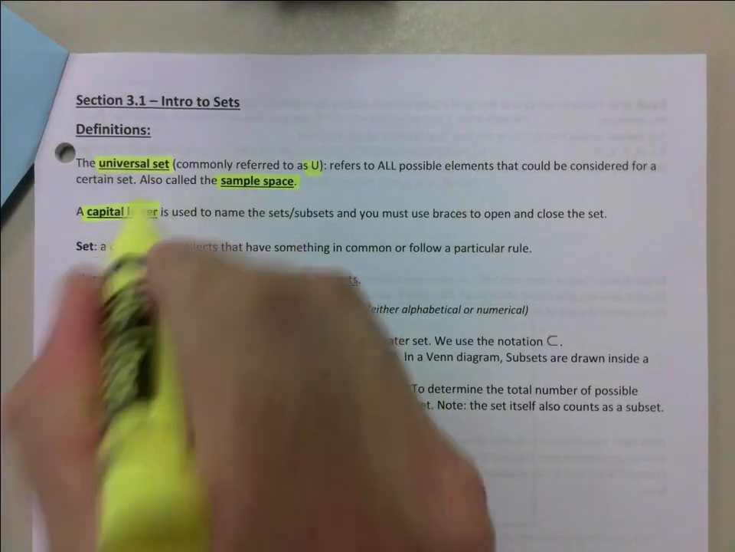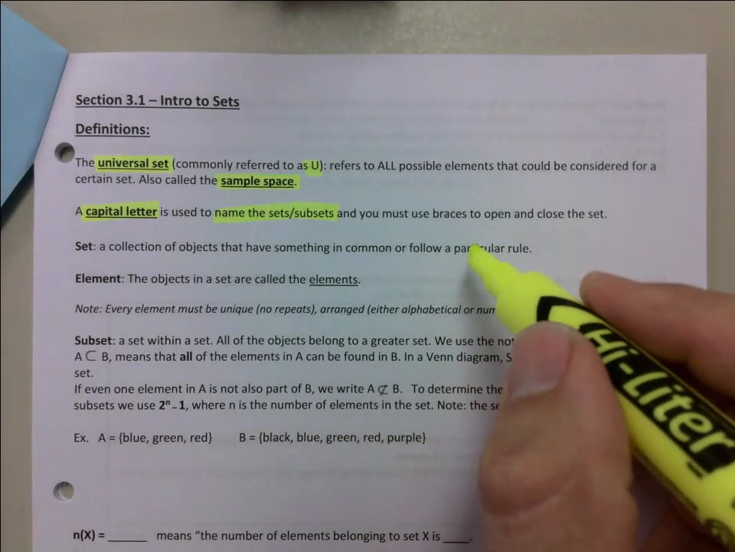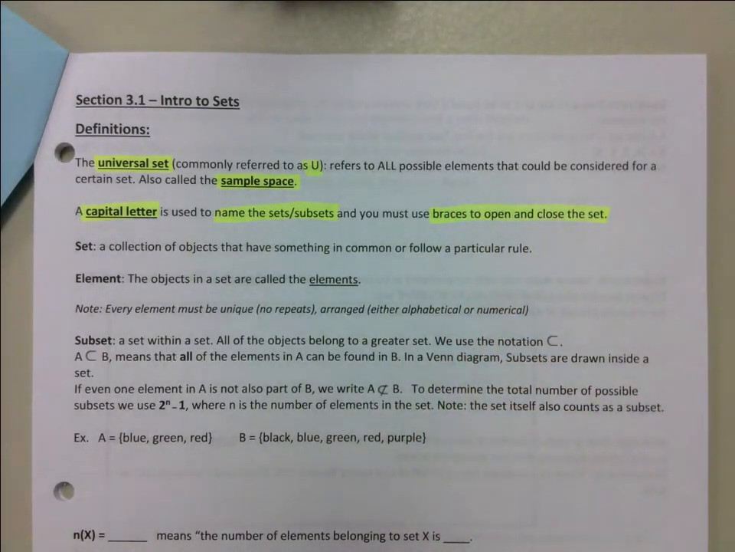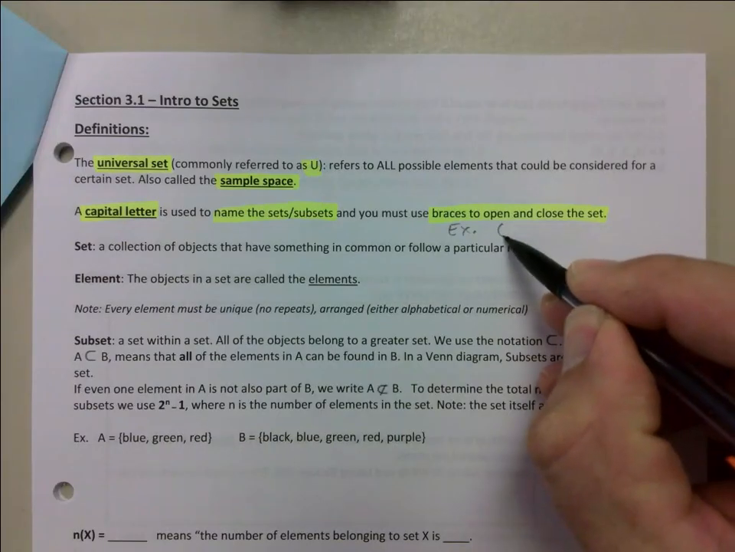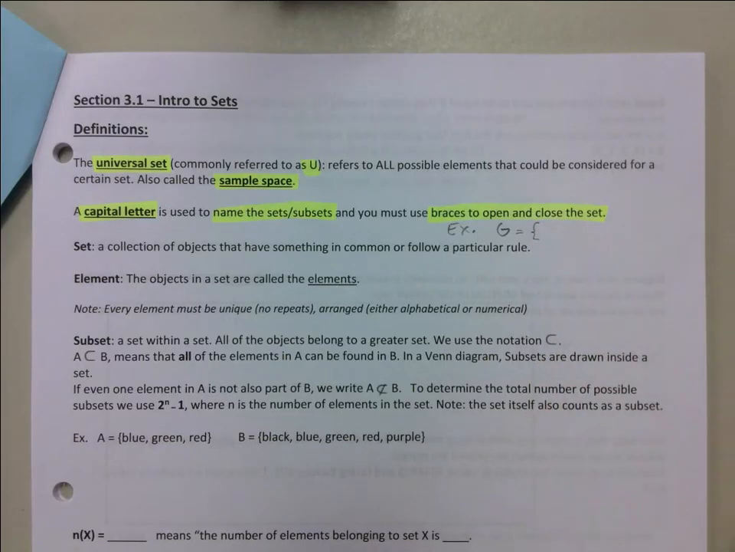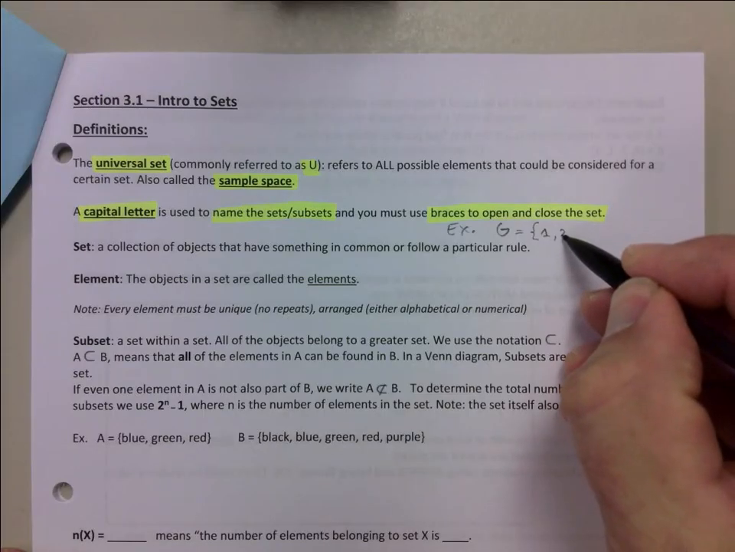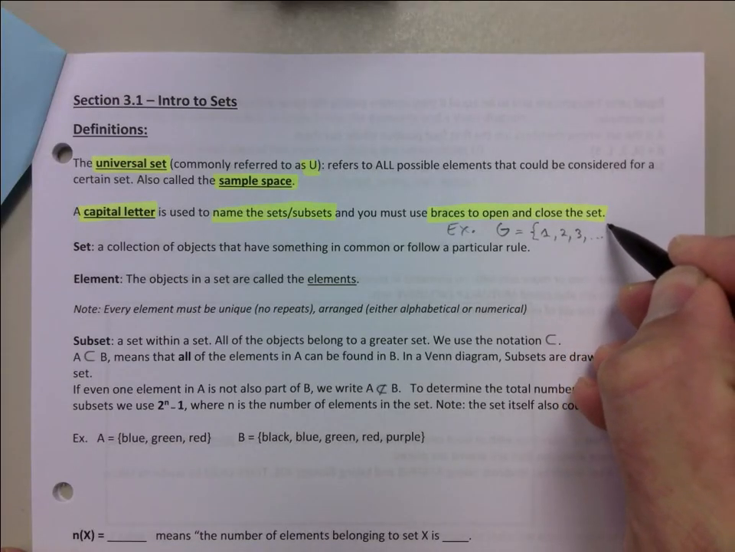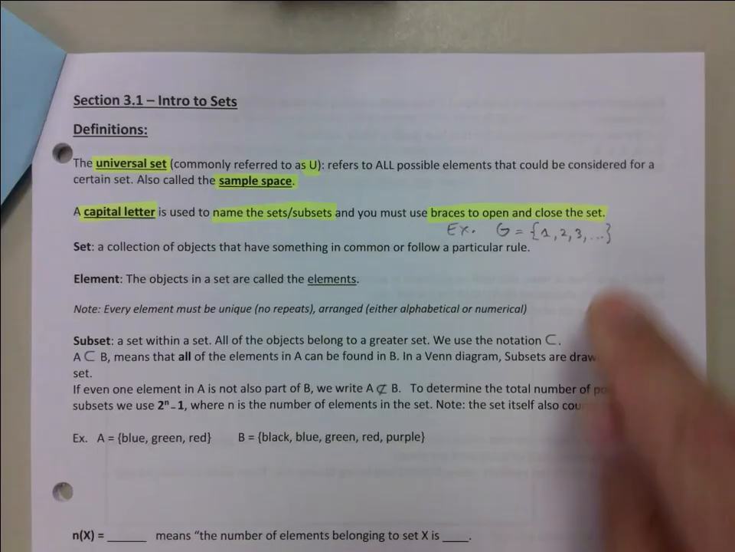And we use a capital letter to name sets or subsets. You must use braces to open and close the set. So that is important. For example, let's say you create a set G, then you would have a brace like that, squiggly brackets I call them, okay? And then you could have numbers in there, you could have words in there, but at some point you close it. Okay, so the braces are to start and to finish.